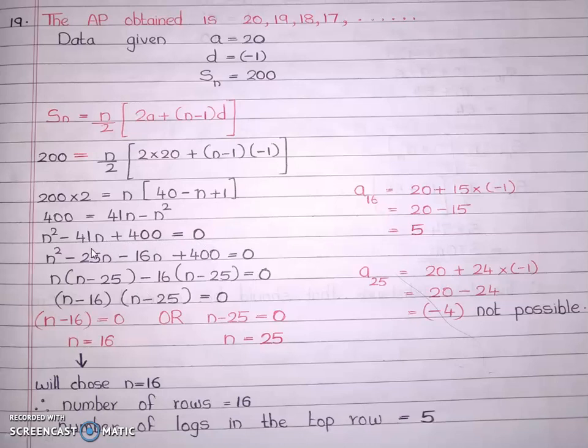Now, usually I use the splitting the middle term method. Here you can see I have split it into minus 25 and minus 16. So I'll get (n minus 16)(n minus 25) equal to 0. If I equate each factor to 0, I'll get n equal to 16 or n equal to 25.